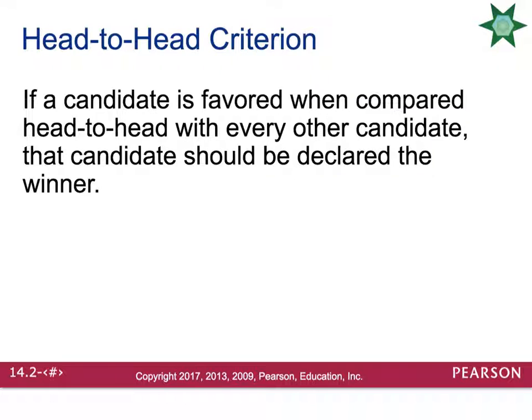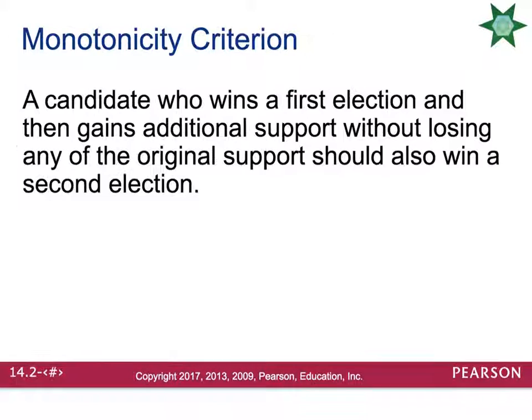The second criterion is the head-to-head criterion. If a candidate is favored when compared head-to-head with every other candidate, then that candidate should be declared the winner. If that candidate is not, then they have a head-to-head criterion flaw. The only voting method that does not have the potential to violate the head-to-head criterion is the pairwise comparison. Every other voting method, the Borda, the plurality, the plurality with elimination, they all have the potential to violate this. So make sure you check when you're going through your examples.